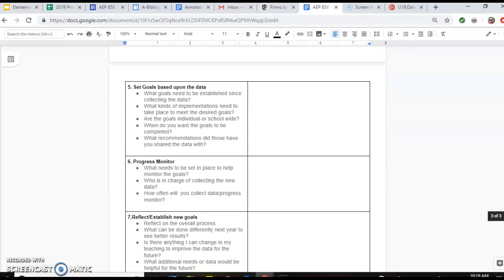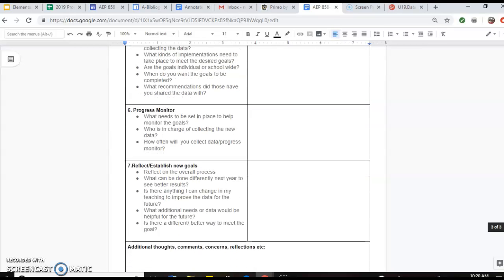Step 5 was set goals based upon the data. So what goals need to be established since collecting the data? What kinds of implementations need to take place to meet the desired goals? Are the goals individual or are they school-wide? When do you want the goals to be completed? And what recommendations do those have that you share the data with?